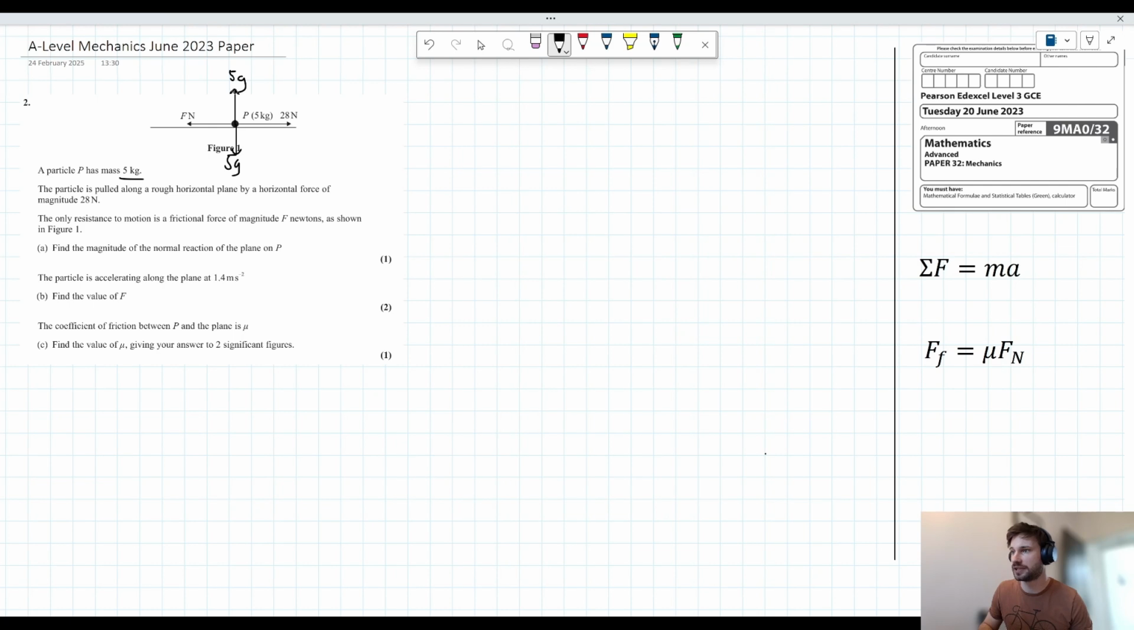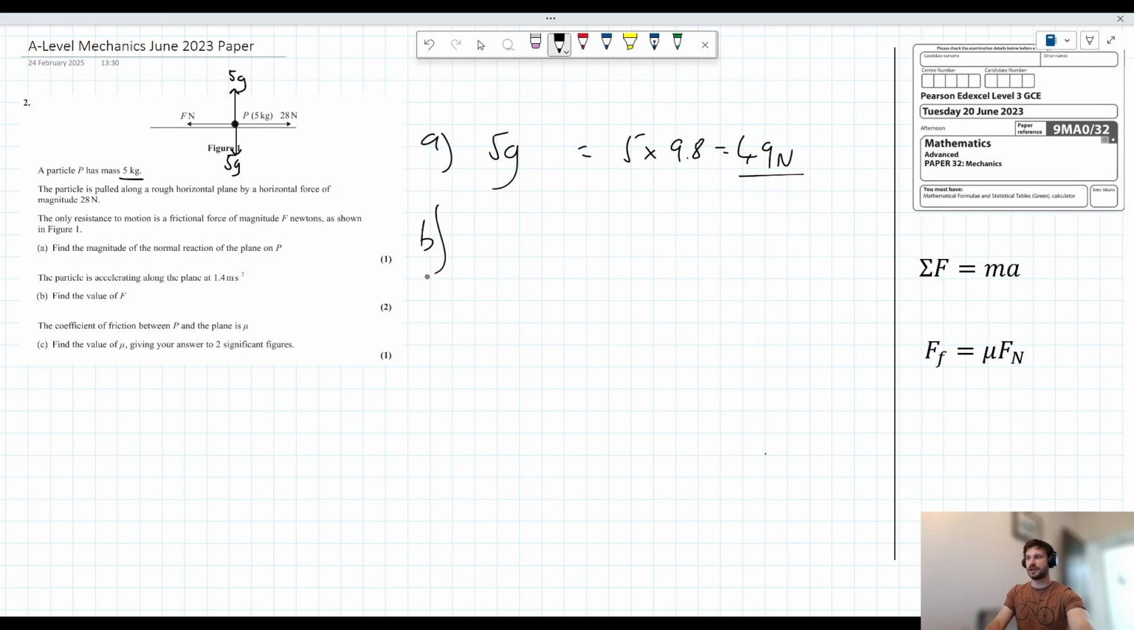It's basically complete. The question's asking find the magnitude of the normal reaction. Well, we've just said it's 5g. Let's describe it in terms of a number. So we can say this is equal to 5 times 9.8, which is equal to 49 newtons. Okay, so that's our answer to part A.